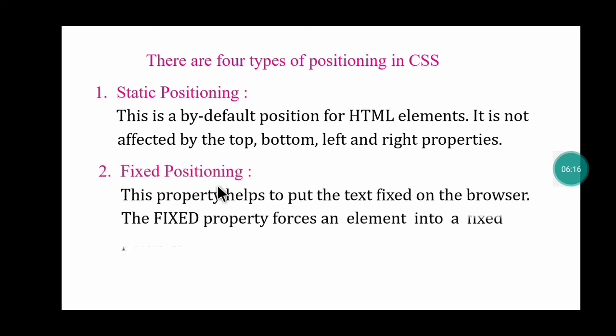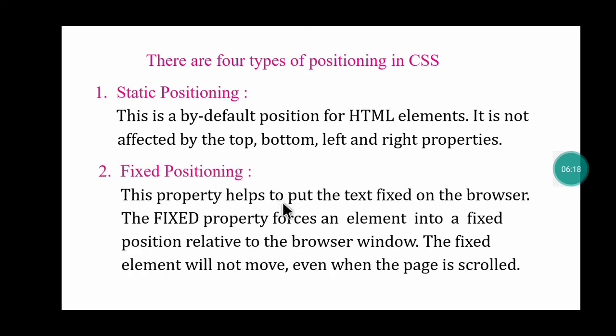The second one is fixed positioning. This property helps to put the text fixed on the browser. The fixed property forces an element into a fixed position relative to the browser window. The fixed element will not move even when the page is scrolled. That will be fixed at the particular place. If you scroll down the page, you will still see the element remain in the same position. They are not going to move from one place to another.